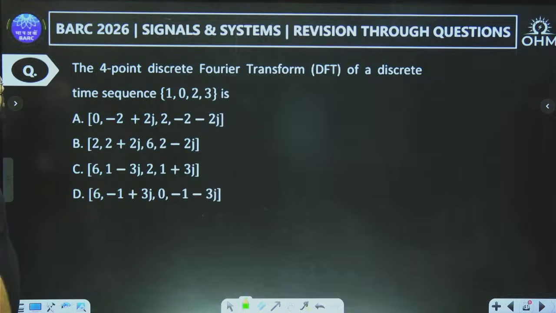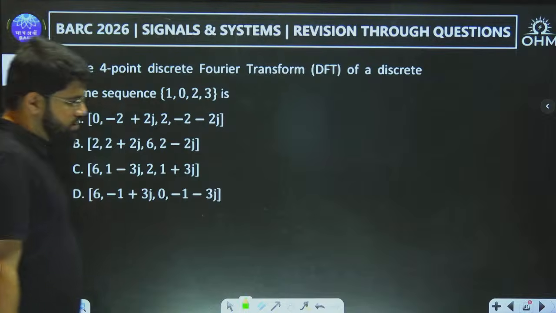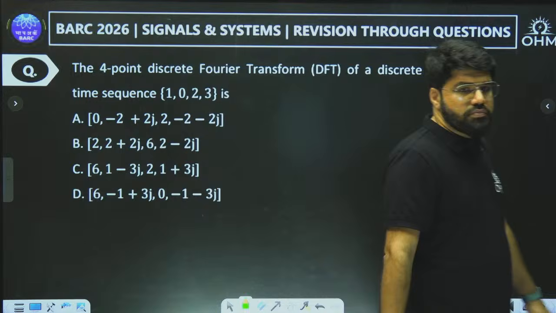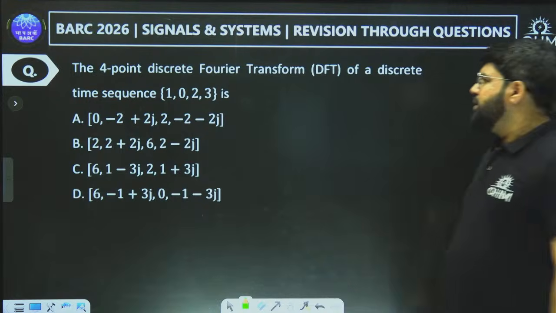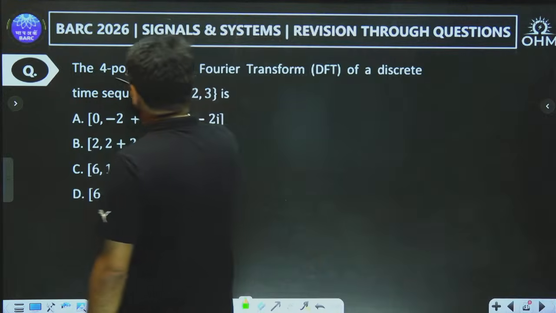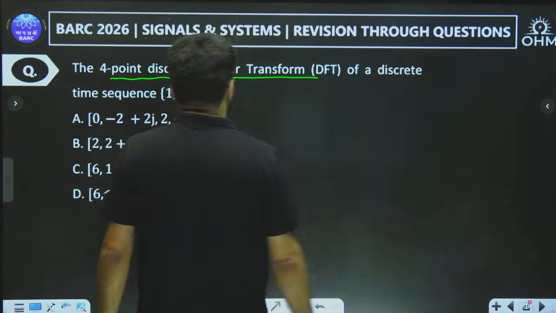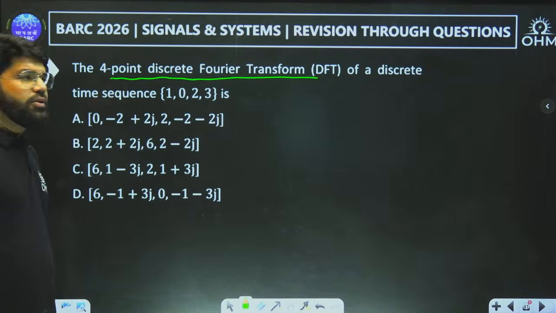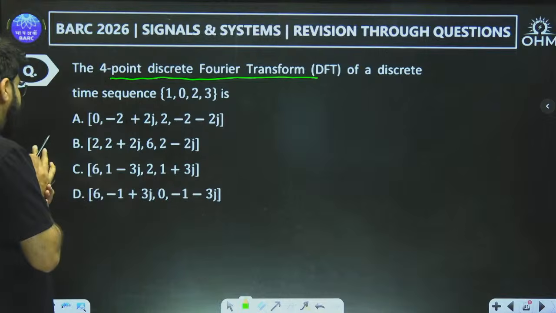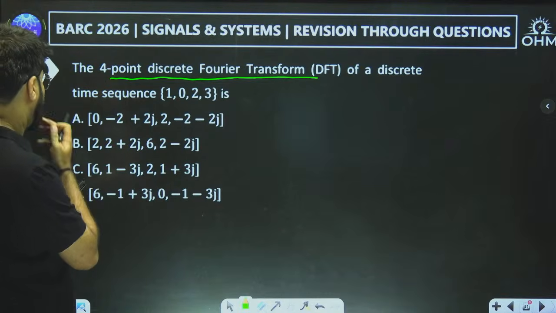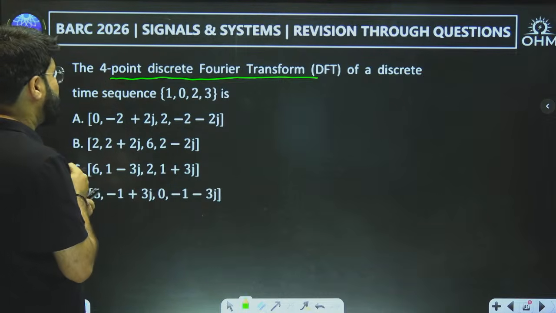Yeah, the 4-point DFT of this given sequence. The 4-point DFT of the given time sequence. Okay. Now see, normally if you have to find out the entire DFT, I think here it is not required to find out the entire DFT.